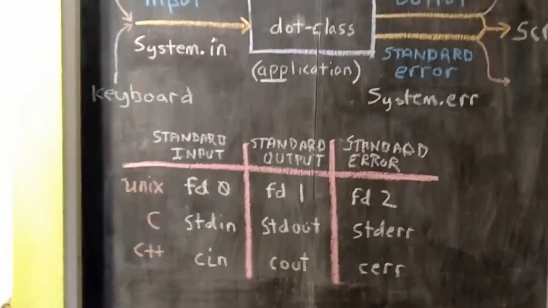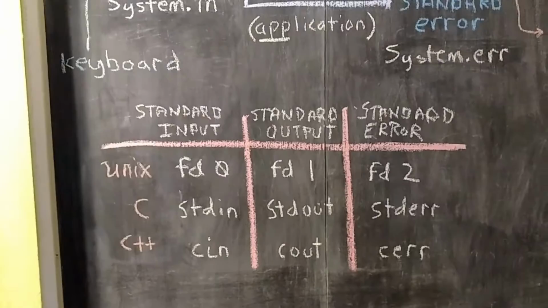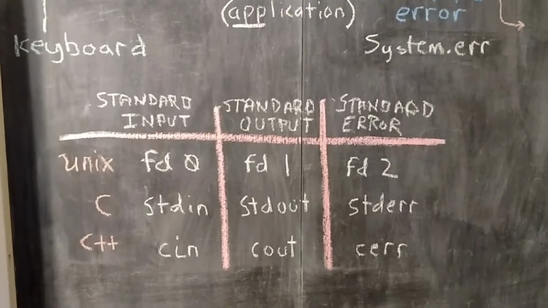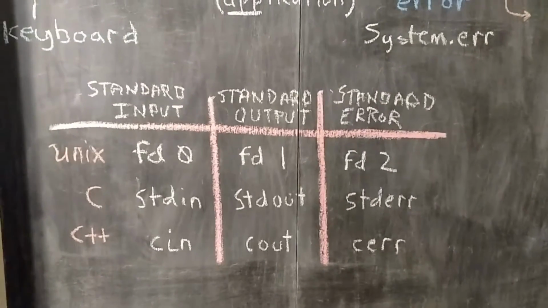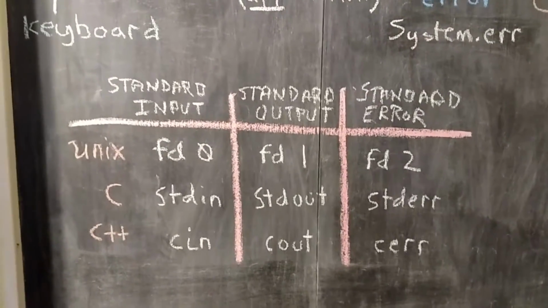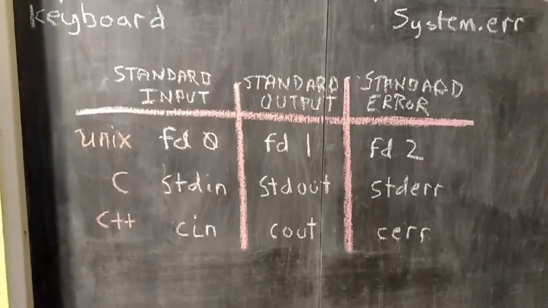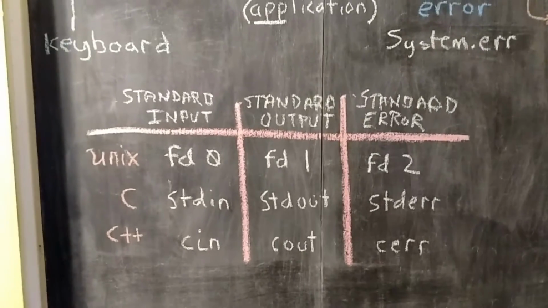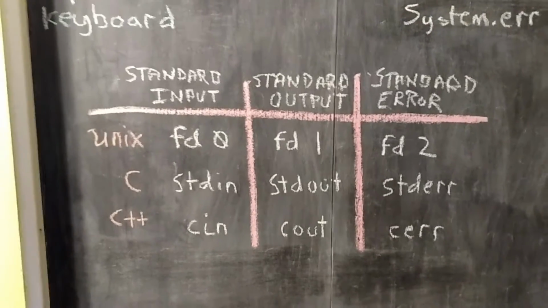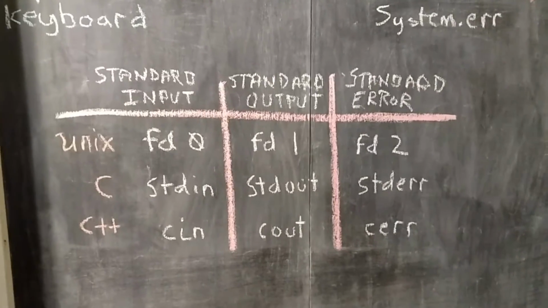With respect to C and C++, standard input is stdin, standard output is stdout, and standard error is stderr. These are file pointers. And then in C++, it uses the objects cin, cout, and cerr, and these are objects that are defined in the std namespace. On Unix systems, standard input is file descriptor 0, standard output is file descriptor 1, and standard error is file descriptor 2.